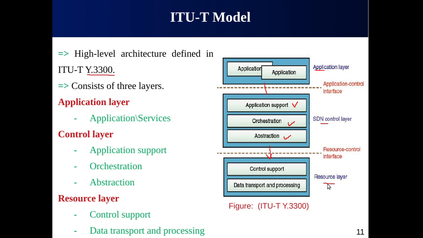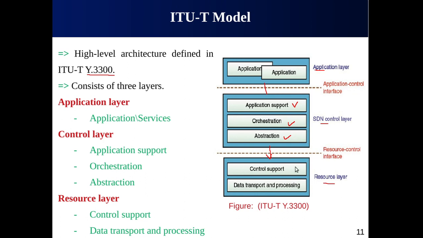The third layer of the ITU-T model is the resource layer, and it consists of an interconnected set of data plane forwarding elements, and those forwarding elements are commonly referred to as switches, as we know. And these switches perform the transport and processing of data packets according to the decisions made by the SDN controller. We have studied this resource layer in detail in the previous week.